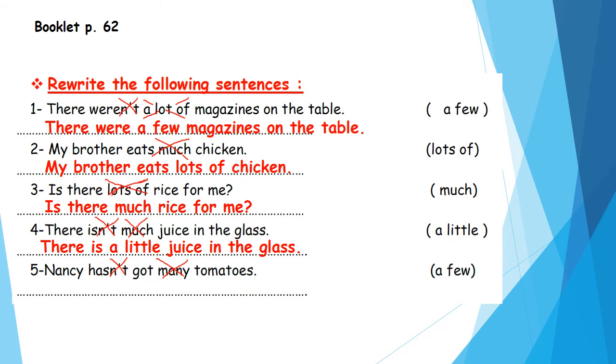Okay, number 5. Nancy hasn't got many tomatoes. Use a few. We use a few with countable nouns, affirmative sentences, which means positive without not, and questions. This sentence is negative. So the first step, we'll cross not. After that we'll cross many. So we'll say: Nancy has got a few tomatoes. Okay, Super Junior 3.